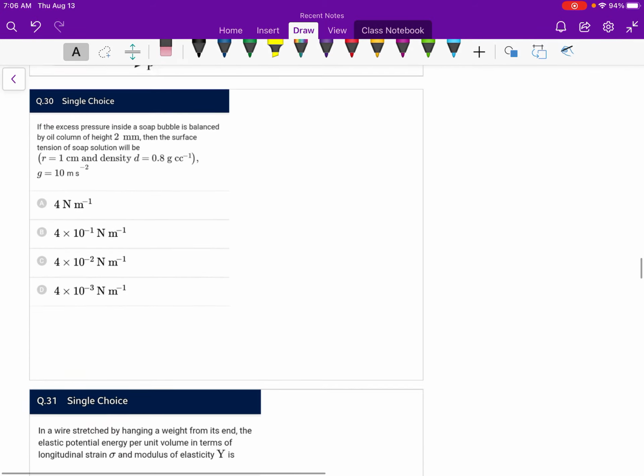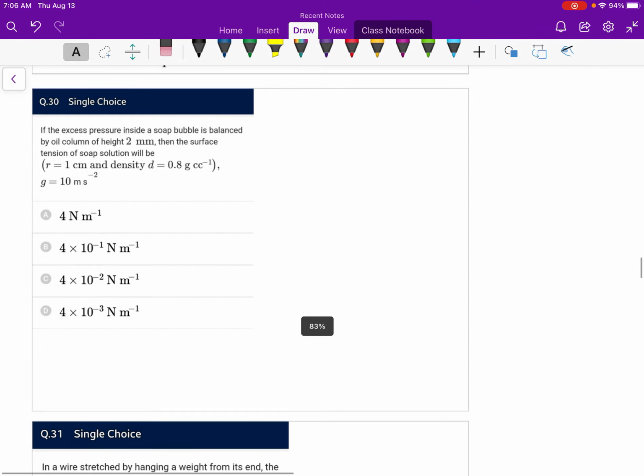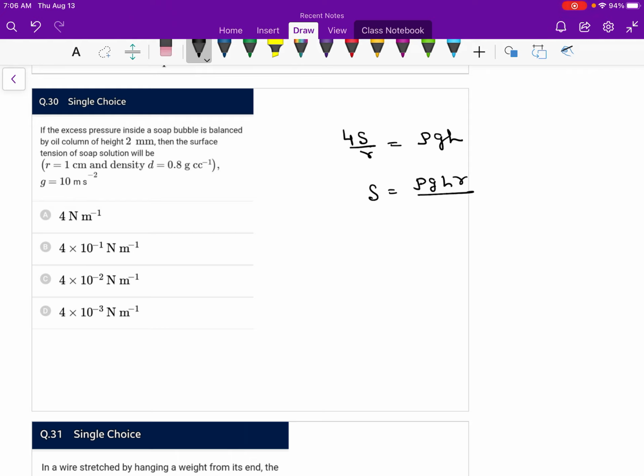If the excess pressure inside a soap bubble is balanced by oil of height 2 mm. So the excess pressure inside the soap bubble is 4S by R, and that is balanced by rho g h. So S is rho g h r upon 4. Now rho is 0.8 gram per centimeter cube, so 0.8 into 1000, so 800 kilogram per meter cube. g is 10, height h is 2 millimeters, so 2 into 10 to the power minus 3. And radius is 1 centimeter, 10 to the power minus 2, upon 4.